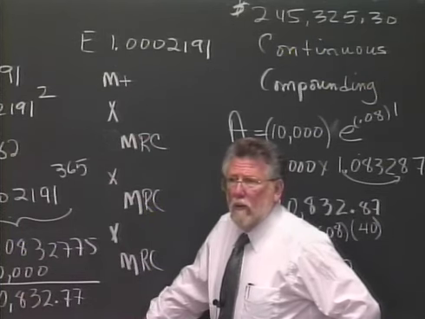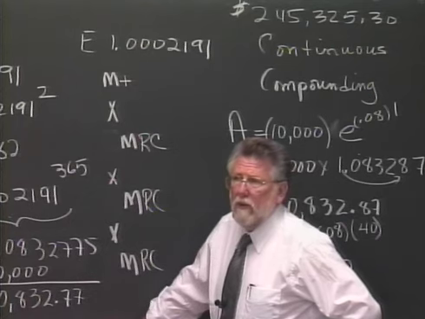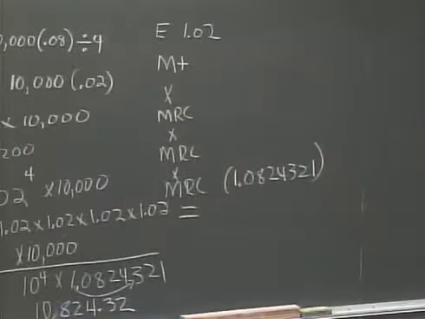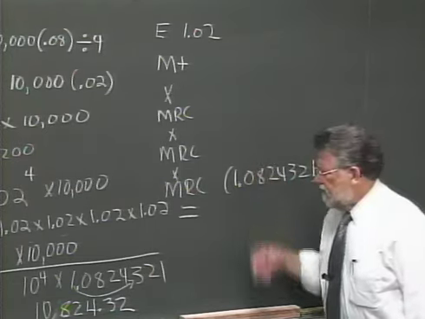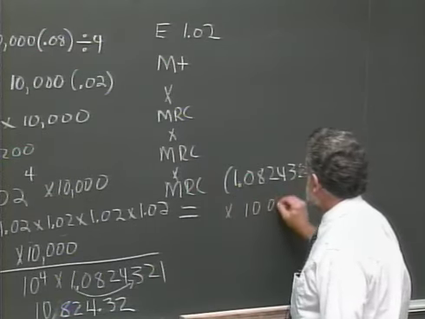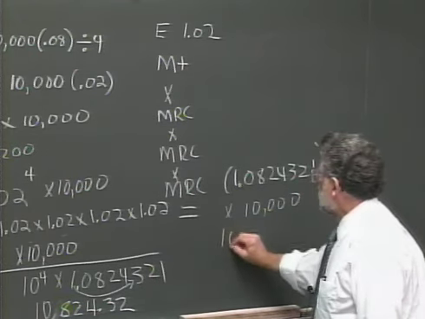Let's go back to what we were in the sideboard where we had the same 1.02 M plus times MRC. Let's pick that up. Now this problem on the sideboard was doing it just 4 times a year. So this isn't too shabby, right? If I look at this, all I have to now do is multiply this times 10,000. So that means I move the decimal 4 places to the right.